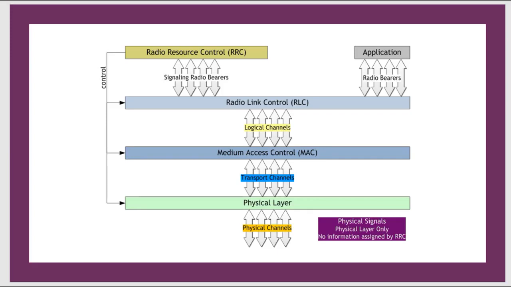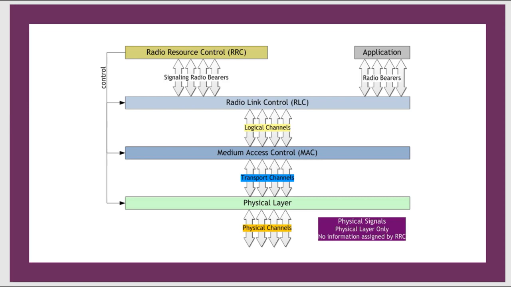Let us see each layer and its functionality and the channels that are used in between the two layers in depth. Now, radio resource control is responsible for generation of signaling radio bearers and assigning them to the resources that are provided by the lower layers in the form of logical, transport and physical channels. So the signaling radio bearers that are generated by RRC are given to the RLC to perform RLC actions over them and place them in logical channels.